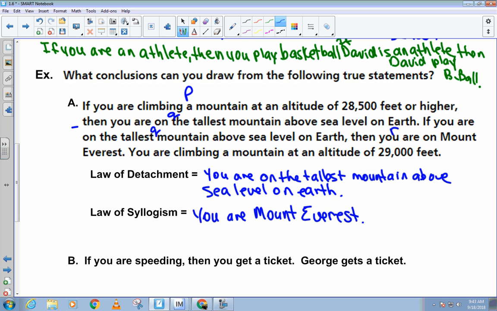Okay? Now, let's say I didn't ask you to use either. What would be your ultimate conclusion if you read all of that? Which one of these laws would be the most conclusive given all of that information? Detachment. Why not the syllogism?